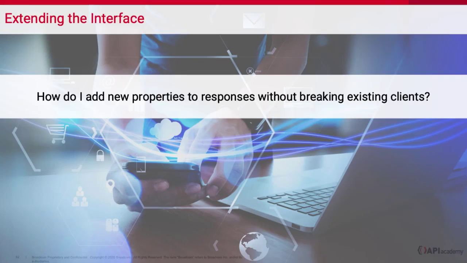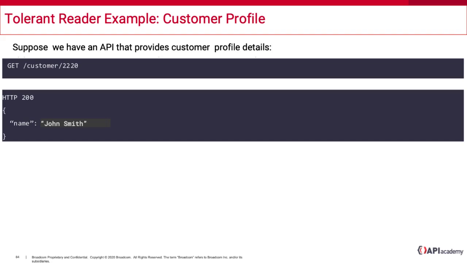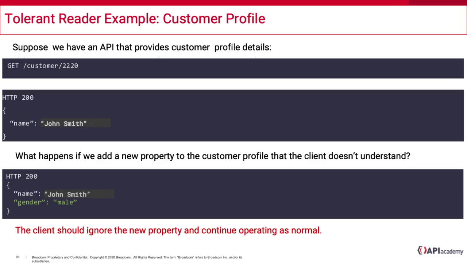How do I add new properties to responses without breaking existing clients? Make sure that your clients ignore properties or objects that they don't understand. Suppose we have an API that provides customer profile details. What happens if we add a new property to the customer profile that the client doesn't understand? The client should ignore the new property and continue operating as normal.